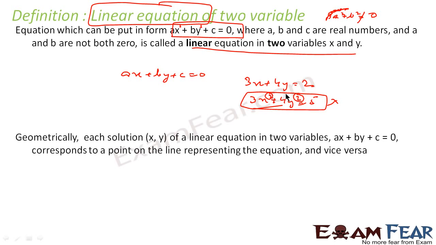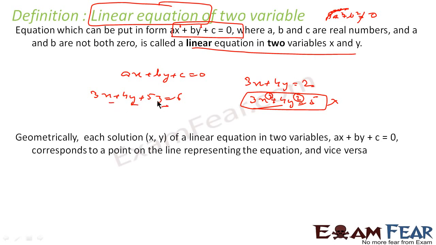Correct? If I say 3x plus 4y plus 5z is equal to 6. This is linear equation because the maximum power is 1. But it is not linear equation of two variables. It is linear equation of three variables, x, y and z.